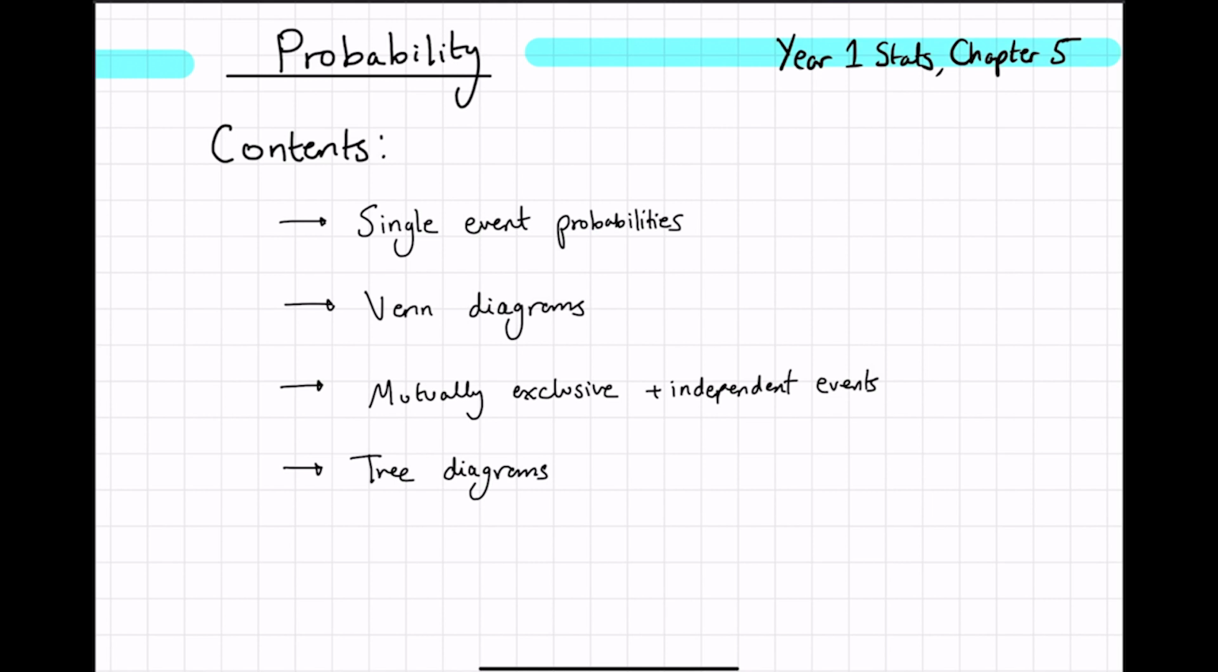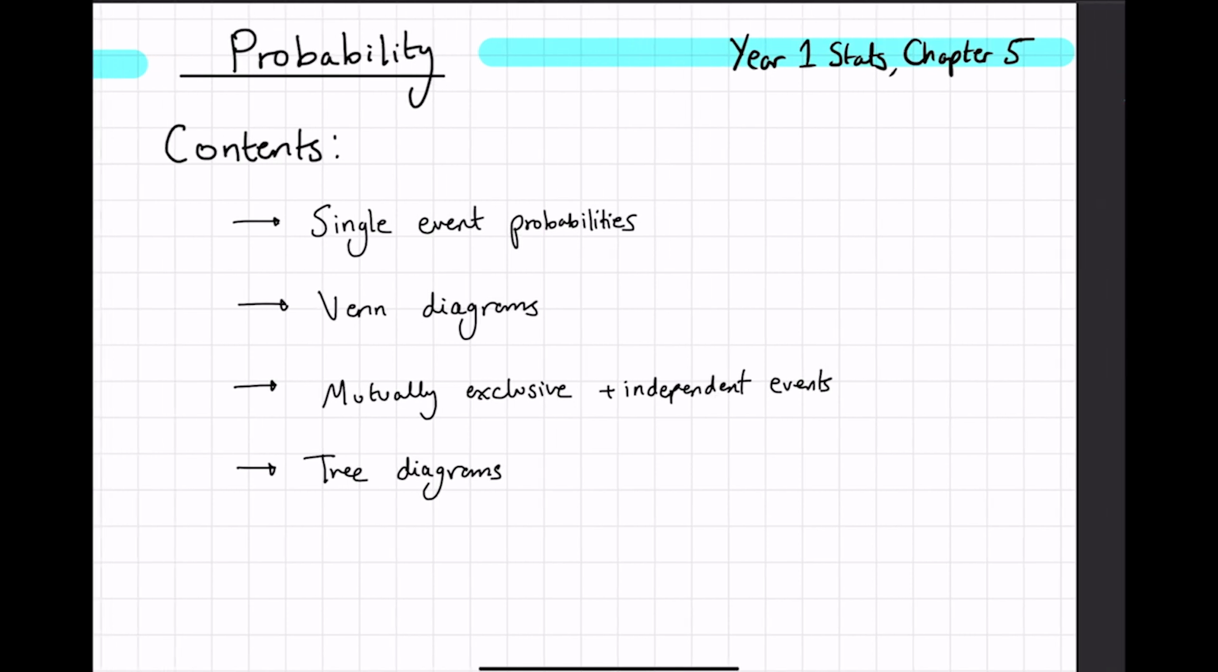Apart from that, we'll take a look at mutually exclusive and independent events, and this is something which people tend to get mixed up quite a lot, or they're not really sure how to give the definitions for these. So we can take a look at some of that. And finally, we'll end with probably the easiest part of the chapter, which will be tree diagrams. So there's not too many subtopics to go through in this video, and hopefully everything will make sense as we go through it. So let's get straight into it.